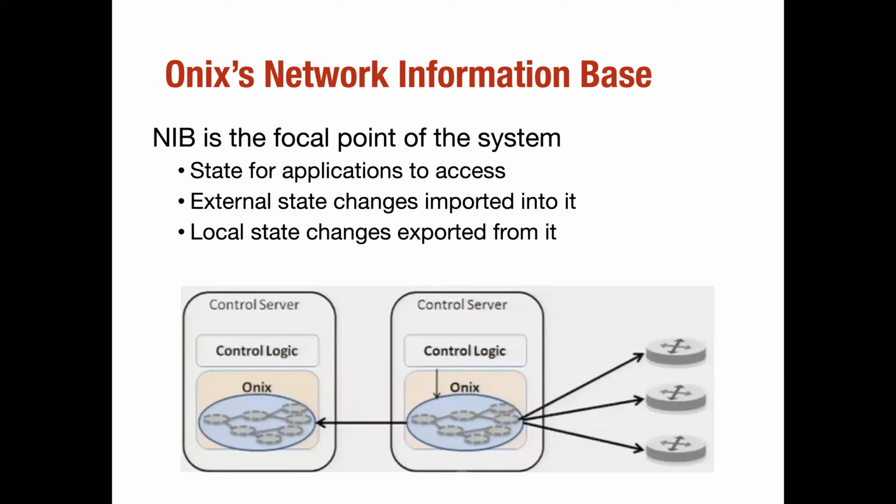So as you can imagine, NIB is the focal point of the system. State for applications to access external state changes is imported into it, and the local state changes are exported from it, right? So if there are some changes happening on some other control servers, then it is importing those changes from there. And if it is making some local changes, then it is exporting that information out, right? So this is what the NIB realization on a particular control server is supposed to do.